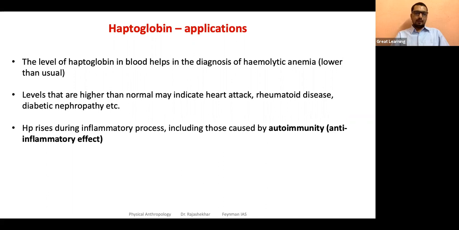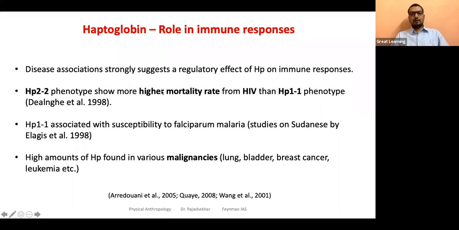Okay, right. Also, there is a connection to heart attacks, rheumatoid diseases, diabetic nephropathy, or diabetes-induced kidney damage. So those conditions can also be studied using haptoglobin. So these are some applications. And also I briefly said studies because some of these studies are not very conclusive. They might have picked up a few populations and counted the relationship between haptoglobin levels and their disease condition.